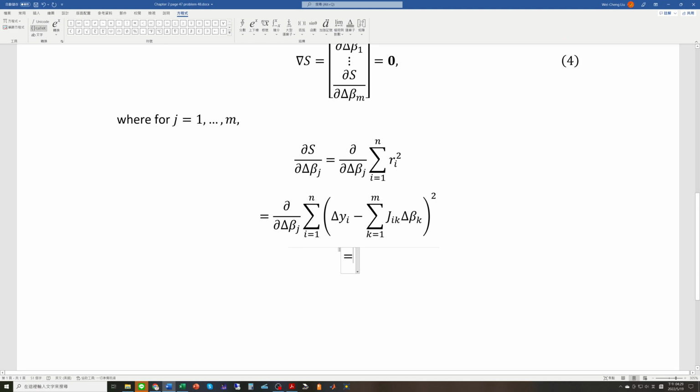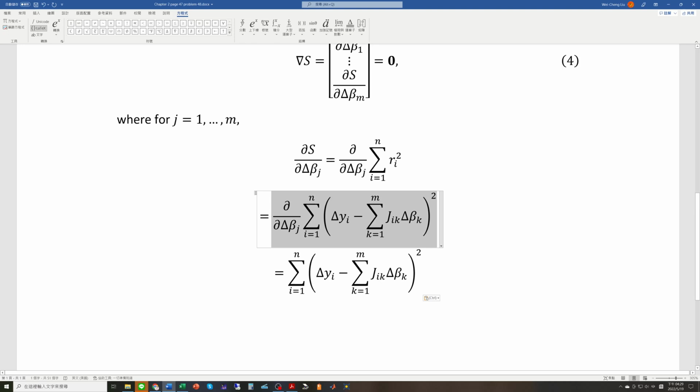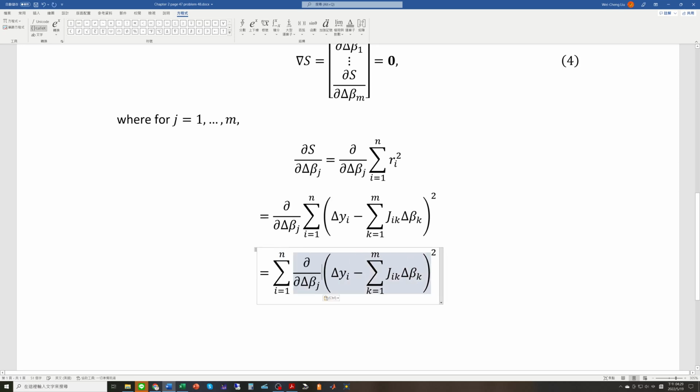Next, because the partial derivative is a linear operator, we can move partial over partial delta beta J into the summation. So like this. We move this term, partial over partial delta beta J, into the summation, like this.